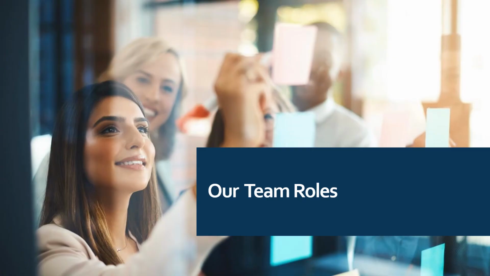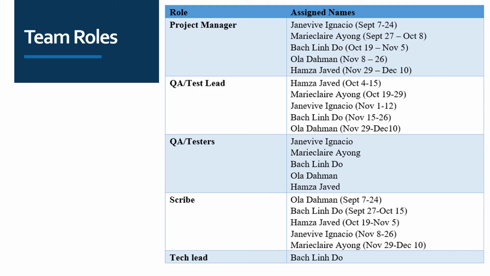And last but not least is our team role. And here's the detail of the schedule to assign the roles to each team member: project manager, QA lead, QA, squad, and tech lead. The roles will be switched every 3 weeks.